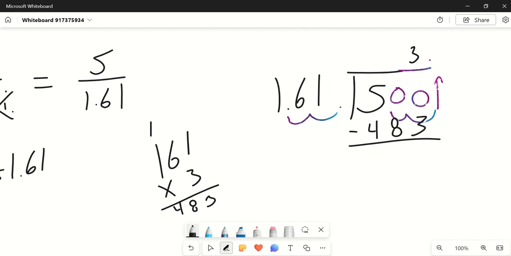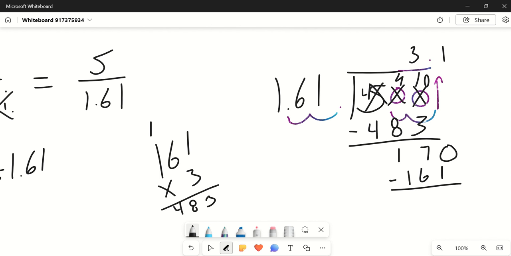When we subtract, this will need to be borrowed from. That'll become a 9. That'll become a 10. That'll be 17. Annex a 0. This will go in 1 time. It'll be 161. When we subtract, I'll have 9 left over. 161 cannot go into 9, so we put a 0.